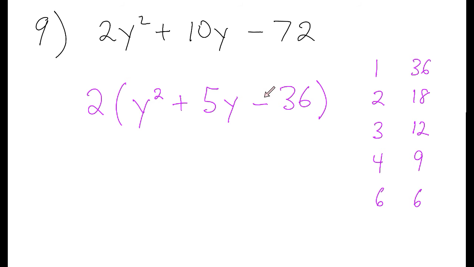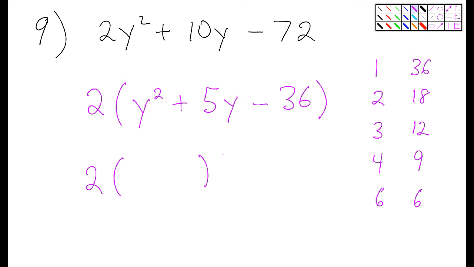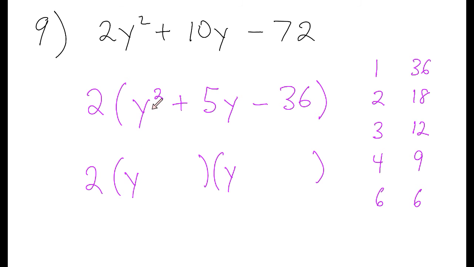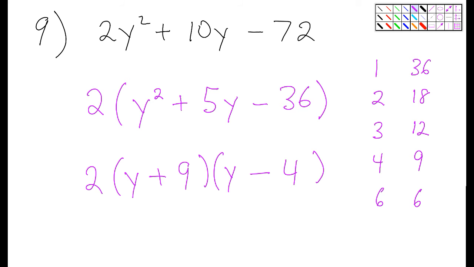And then because this is negative, these have to multiply to give me negative 36. It means that one of these numbers has to be negative. And remember that they need to add to give me 5. Well, 1 and 36 is not going to do it. 2 and 18, not going to do it. 3 and 12, not going to do it. 4 and 9, I think that's our answer because 9 plus minus 4 gives me 5. So the answer is y, we need those to multiply to y squared, and then I just put the two numbers I just mentioned, plus 9 and minus 4.